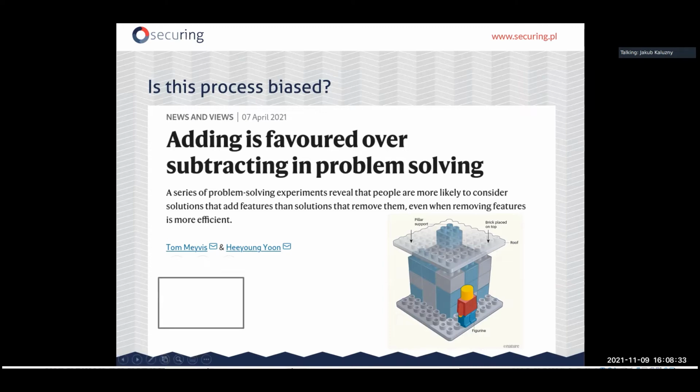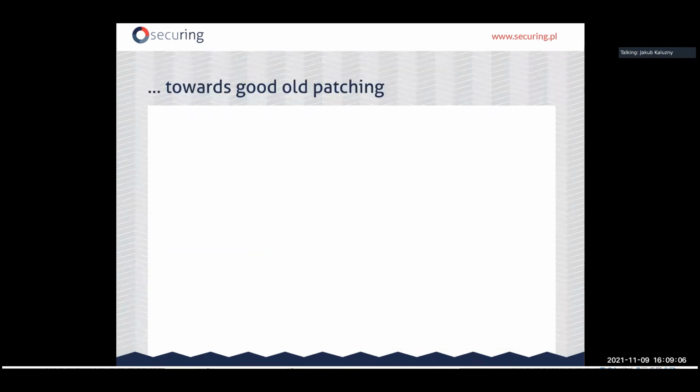So let's say we have this representation of the system. We identify some threats, and then for those threats, we try to add control mechanisms, security mechanisms, some actions that will mitigate those threats. Instead of doing something that threat modeling was designed for. I mean, threat modeling was designed to change the design of the system in order to avoid certain threats, not just to patch them. So the question is, is the current threat modeling methodology biased towards good old patching?